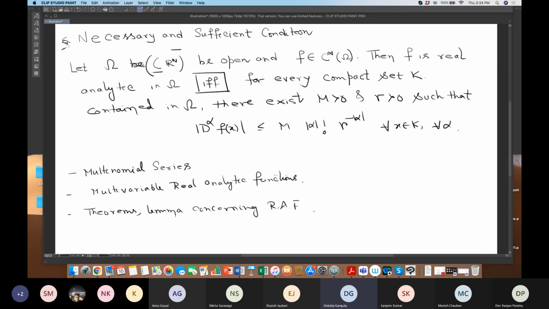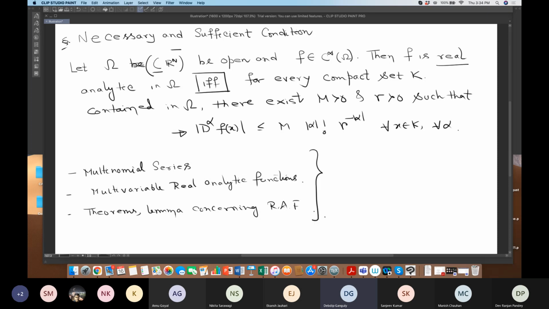What it says: if omega is an open subset of R^n and f is a C infinity function, then, as we know, if f is real analytic then f is always C infinity. But the other way around is not true; there are C infinity functions which are not real analytic, as you have given me the example. Then f is real analytic in omega if and only if for every compact set K contained in omega there exist positive M and R such that |D^alpha f(x)| is less than or equal to M |alpha|! R^|alpha| for all x belonging to K and for all alpha.